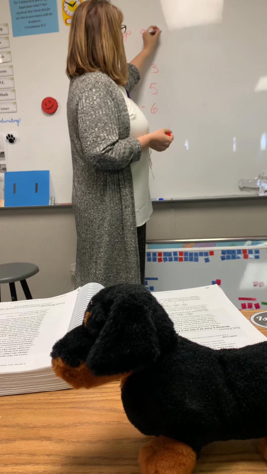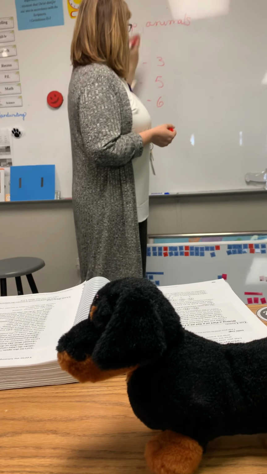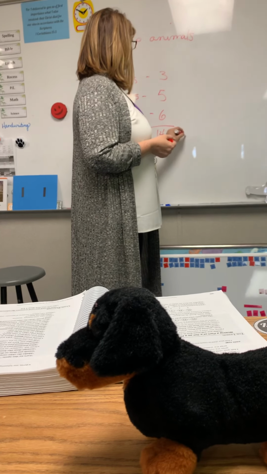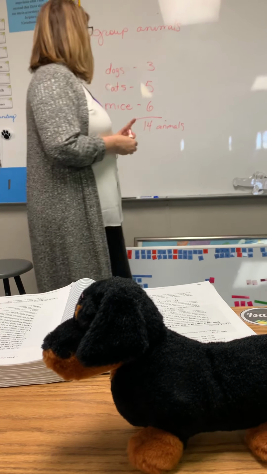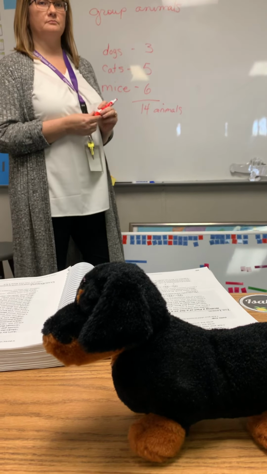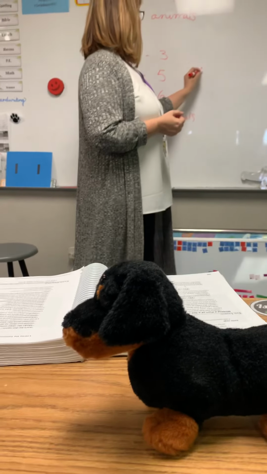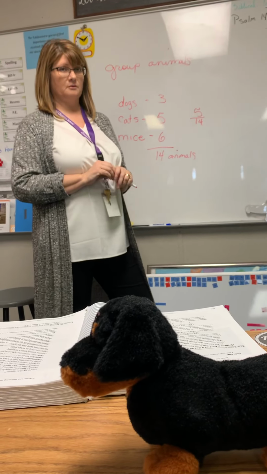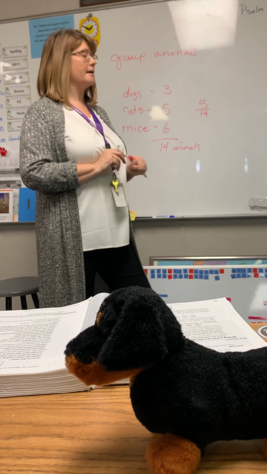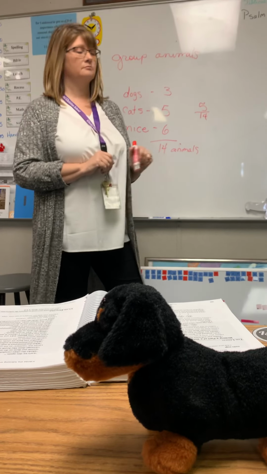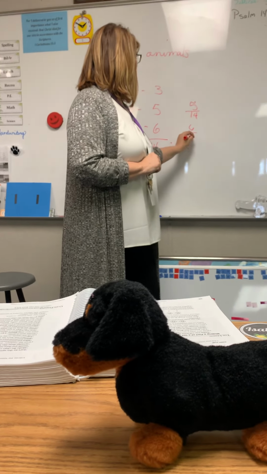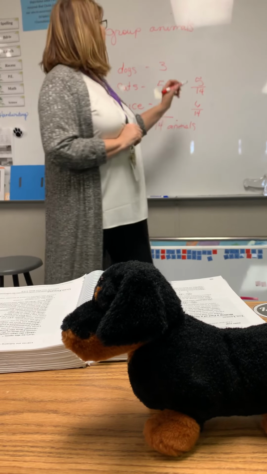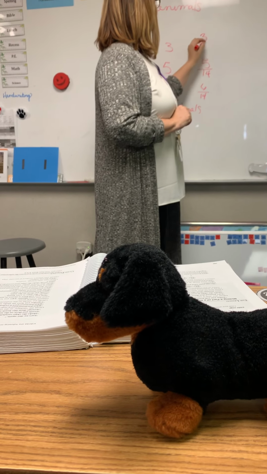How many animals do I have altogether? 14. Okay, 3 plus 5 plus 6 is 14 animals. Okay, how many in the group are cats? 5 out of the 14. If I were to write that as a fraction of the group, 5/14 are cats. What fraction are mice? 6/14. 6 out of the 14 are mice. And what fraction of the group is dogs? 3/14. Does that make sense?